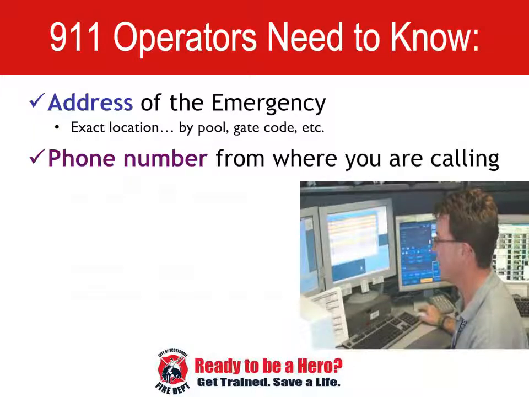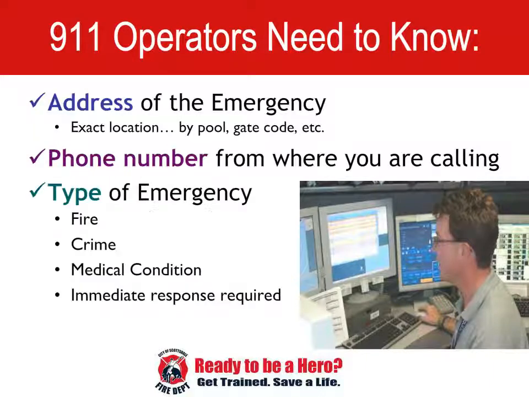The dispatchers will confirm the phone number from which you are calling. They want to make sure that if you get disconnected or hang up, they can call you back. And thirdly, they want to know the type of emergency. When you call 911, you will get the police department or sheriff's department first. As soon as you identify that it's not bullets and bad guys that are the problem, they will transfer you to the fire department. In our area, that goes to Phoenix Fire Department.